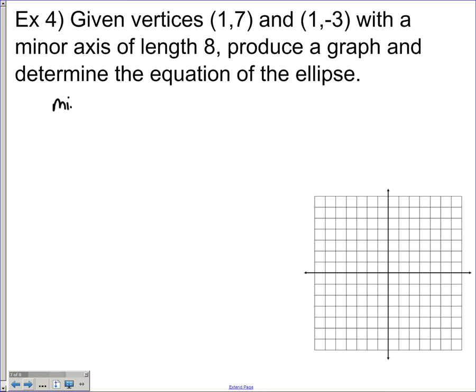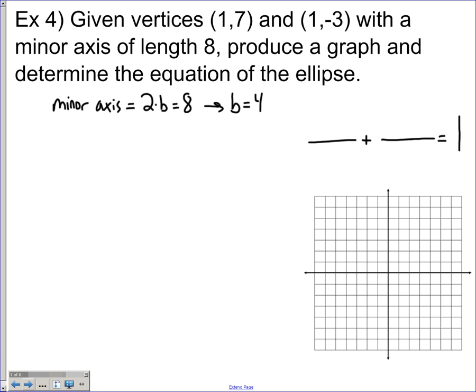So if the minor axis is 2 times b, and that's equal to 8, then we can see that b is equal to 4. So that's going to play a part in our equation. I'm going to start gathering our equation on the right here above our graph. So we know that we have 2 fractions and they're equal to 1.